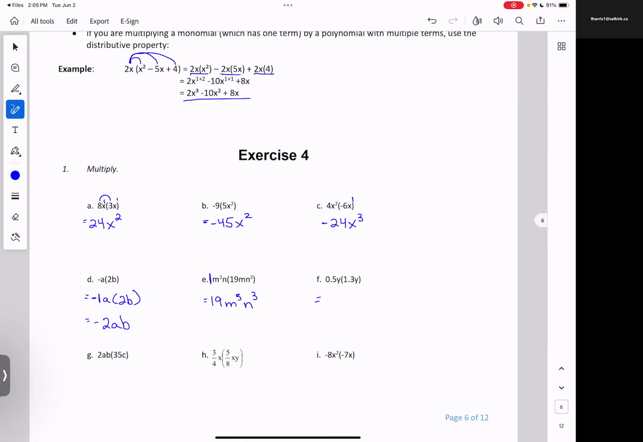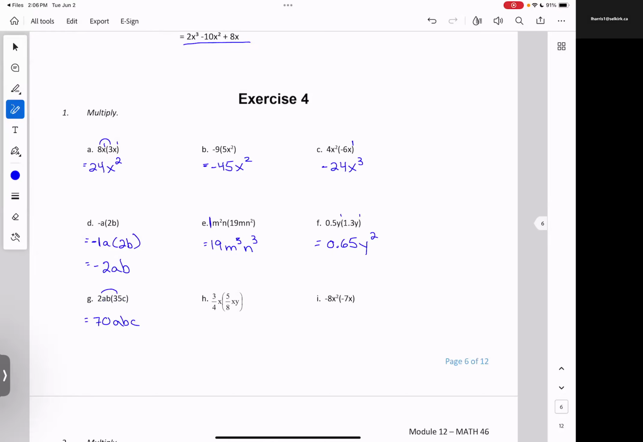Okay, next one. They want me to bust out my calculator. So we're going to multiply those coefficients together. So 0.5 times 1.3, and that gives me 0.65. And then I'm going to multiply my variables. I have y to the power of 1 times y to the power of 1, which gives me y to the power of 2, or y squared. Okay, down below here, I multiply my coefficients together to get 70. And then I've just got an a, b, and c.